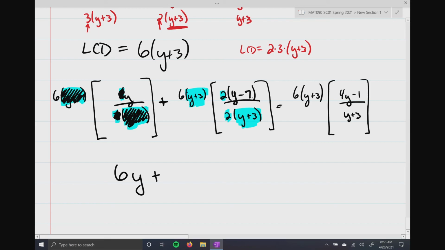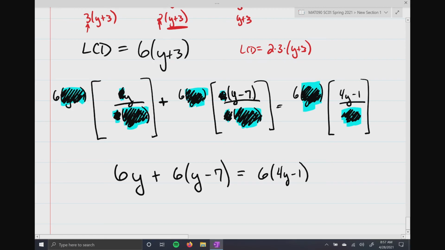All right. So let's go ahead. Let's reduce the y plus 3, and then we're going to reduce the 2 over 2. What do I have left over? Everything that's not highlighted: 6 times y minus 7. Okay, equals, on the right-hand side, I will highlight everything that's the same in the numerator and denominator. For us, that is only going to be the y plus 3. Now I'm going to reduce them. I will scratch them out. And I will write whatever is left over: 6 times 4y minus 1.